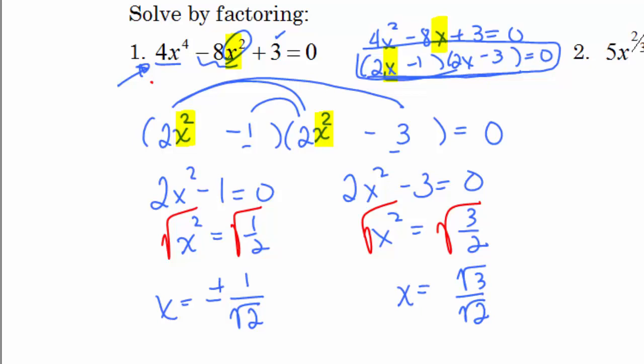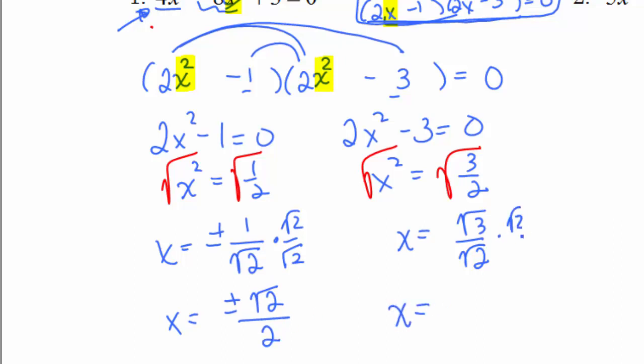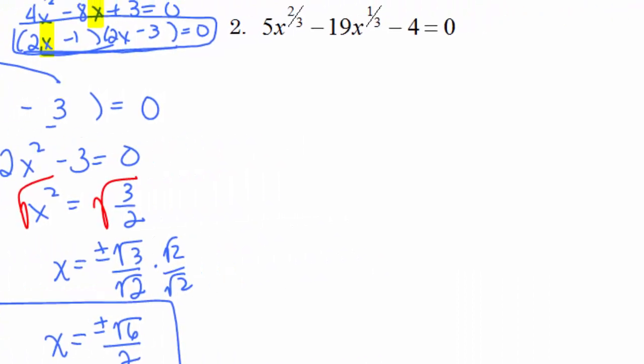And then one more step. Let's rationalize that denominator. Let's get rid of that square root in the denominator. So we have plus or minus 1 times the square root of 2 over 2. Going to do the same thing here. Ooh, what did I leave out? My plus or minus sign. So I have plus or minus the square root of 6 over 2. So we no longer have 2 answers, but we have 4 solutions.